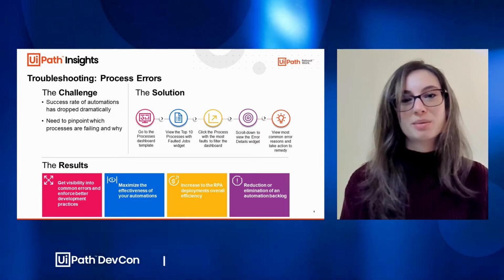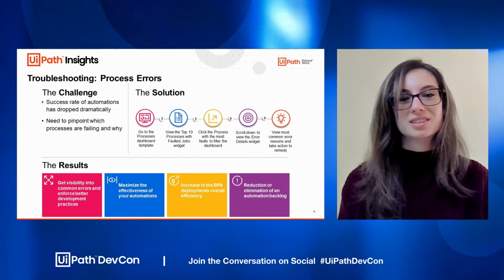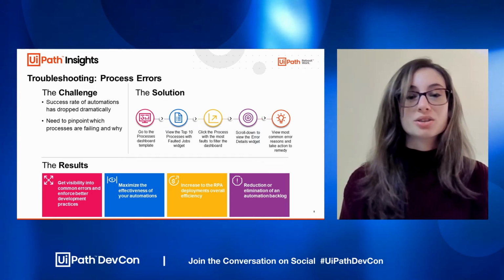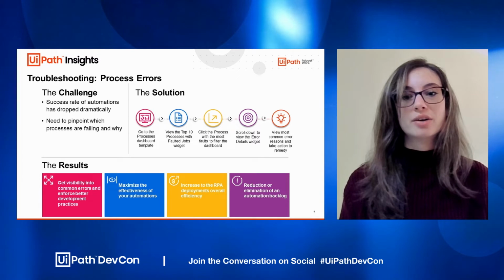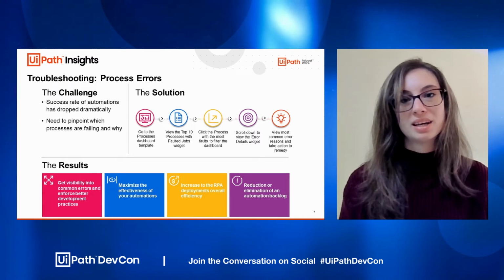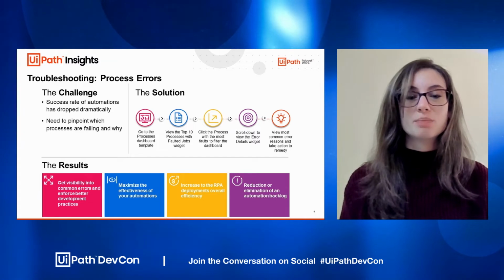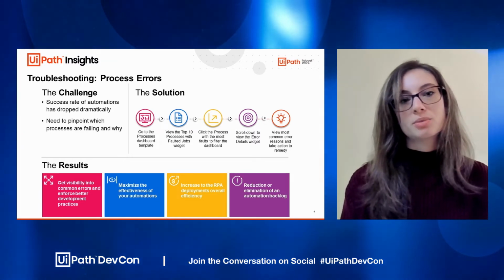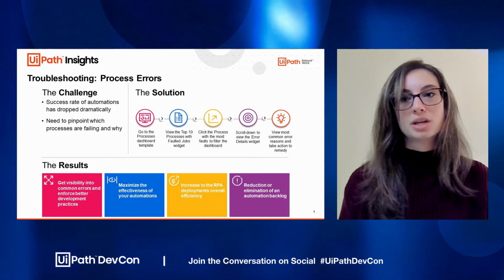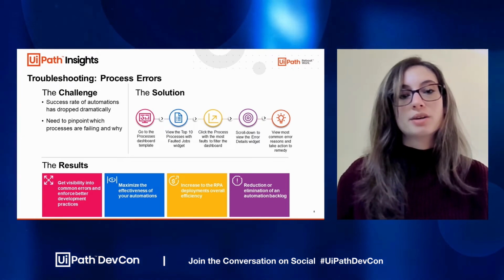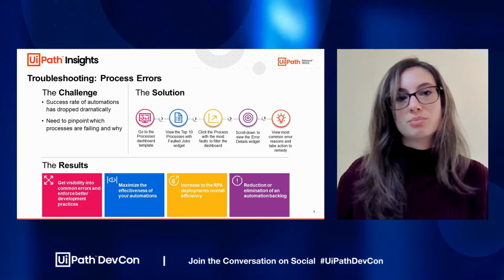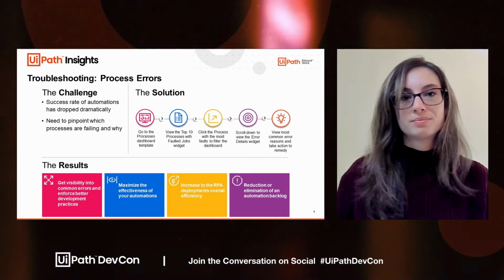If they're failing all of the time, they're obviously not accomplishing the things that you were hoping for, which then, of course, decreases the entire efficiency of your overall deployment and also puts you at risk of automation backlogs and not meeting business goals. So it's extremely important to keep an eye on success rate and make sure that you understand why your processes have failed and catch them before it becomes a widespread problem.